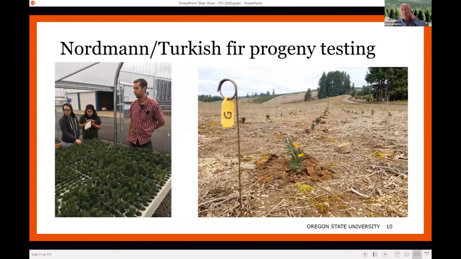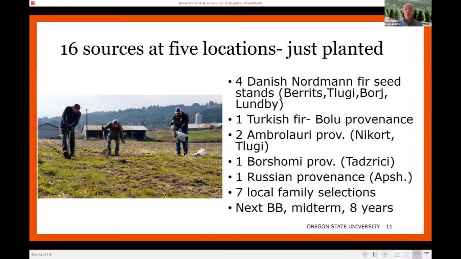And the slide on the right is one of the test sites that was planted about 3 weeks ago. That's a progeny test that we'll be watching for the next 8 years, or someone will be watching it, and the growers will be taking care of the sites. To give you a sense of what's being tested, we have 16 different sources of trees at 5 different locations. There are 25 trees of each source at each site. So it's a mix of provenance testing.